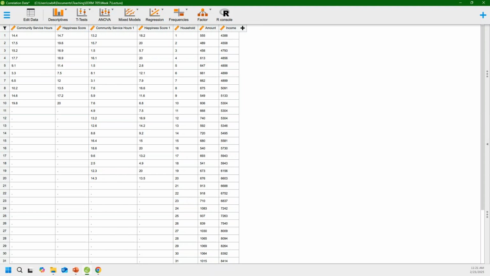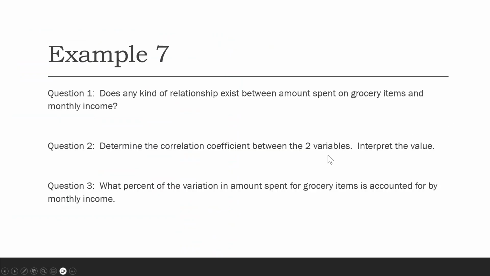And so the first couple of questions here. Question 1, does any kind of relationship exist between amount spent on grocery items and monthly income? Well, if we're just looking at the relationship, we can create a scatter plot and see what type of correlation, especially if it's linear. Question 2, it says determine the correlation coefficient. And then once we know the correlation coefficient, we can talk about the percent of variation in the amount spent for grocery items, what proportion is accounted for by monthly income. So that's the coefficient of determination, square the correlation coefficient.